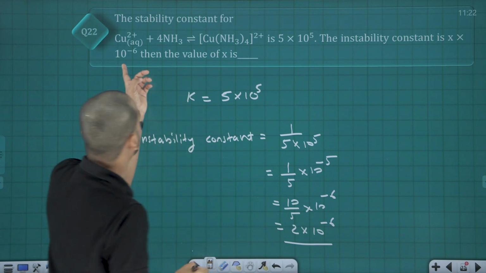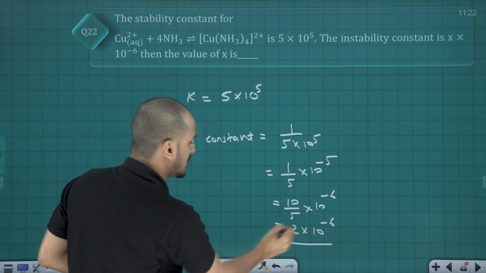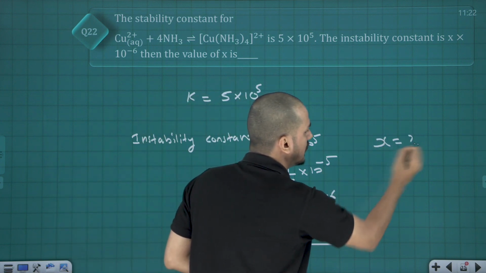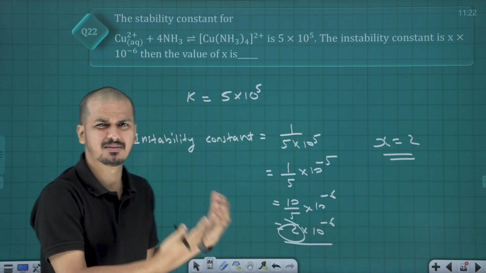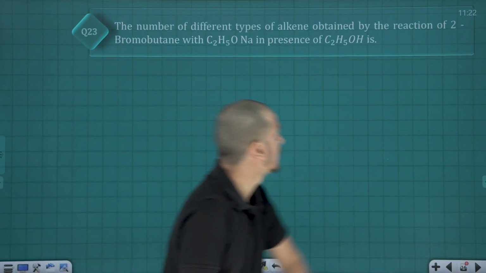They are asking for the form x into 10 raised to minus 6. Then the value of x is how much? x is equal to 2. Ready? Simple one, easily you can answer it. Correct? Yeah. Next, third question.